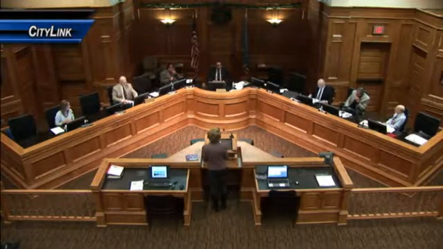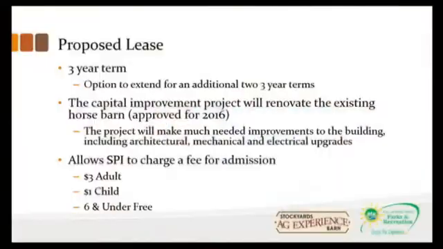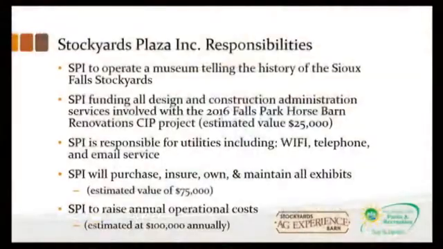Councilor Kiley. And this might be a question more for Don. Don, it mentions a 3-year term for the proposed lease with the option of 2 more 3-year terms, so we could extend this out to 9. In addition to what SPI proposes to put in for funding all design and construction, which they estimate at $25,000, and then their responsibility for utilities and Wi-Fi and so forth, and their investment in the exhibits and their annual costs. Did I miss it in your presentation? Is there a dollar amount associated with that 3-year lease? In addition, a rent?